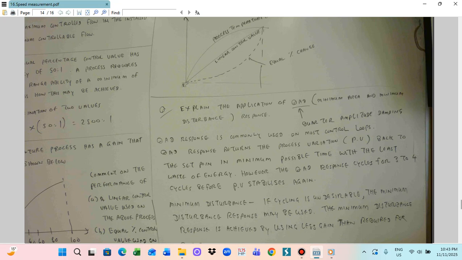The QAD response returns the process variable PV back to the set point in the minimum possible time with the least waste of energy. However, the QAD response cycles three to four times before the PV is stabilized, so if cycling is undesirable, the minimum disturbance response may be used. The minimum disturbance response is achieved by using less gain than required for the QAD.